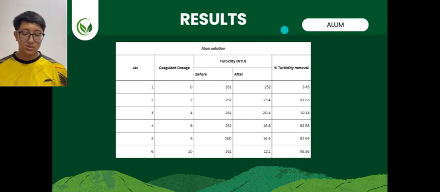The best performance was noted at a dose of 10 ml, with turbidity decreasing from roughly 261 NTU to 12.1 NTU, reflecting a removal efficiency of 95.36%. This high efficiency results from the hydrolysis of aluminium sulfate in water, generating positively charged aluminium hydroxide entities. These species efficiently counteract the negatively charged colloidal particles, enabling them to clump together into bigger floc that settle rapidly.